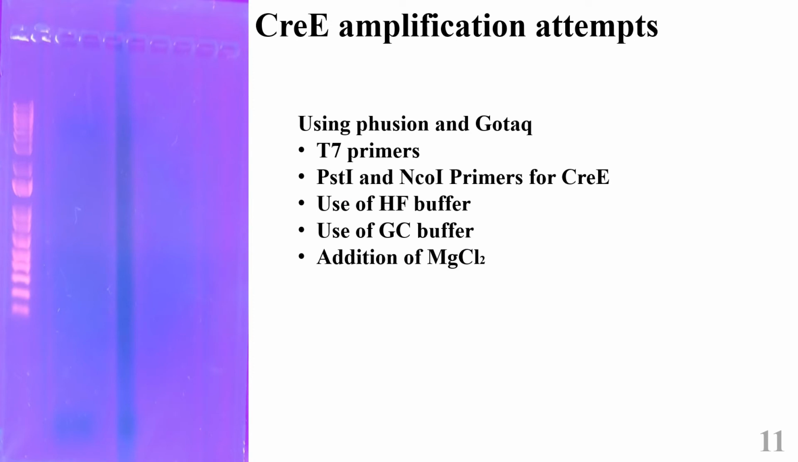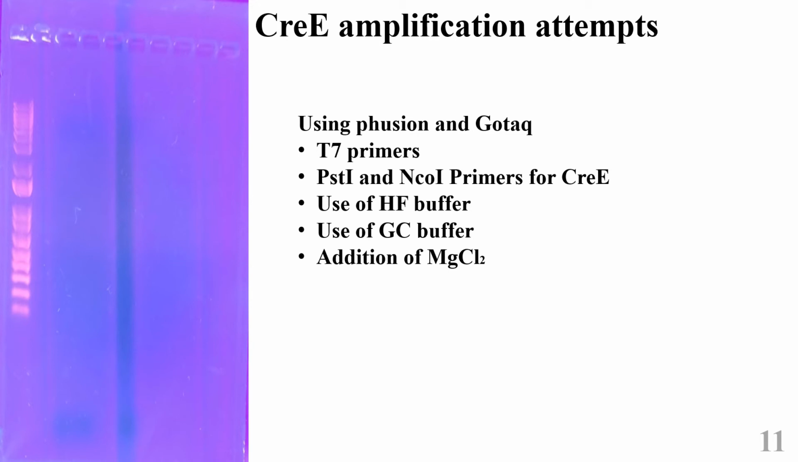Throughout many attempts to amplify the gene segment CreE, we did not get any amplification. We changed various things, such as the polymerase used, where we used Fusion, which is a high fidelity polymerase, and GoTaq, which is a low fidelity polymerase. We had primers designed, as mentioned in the previous slide, and T7 primers, which are primers specifically designed to sequence PET vectors, where all PET vectors have the same T7 promoters and terminators.